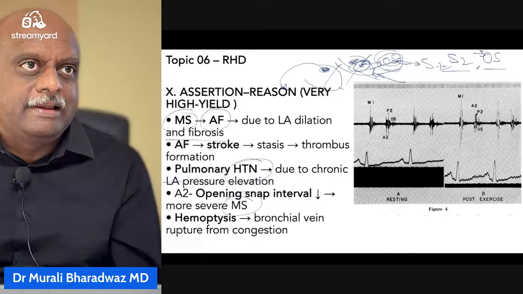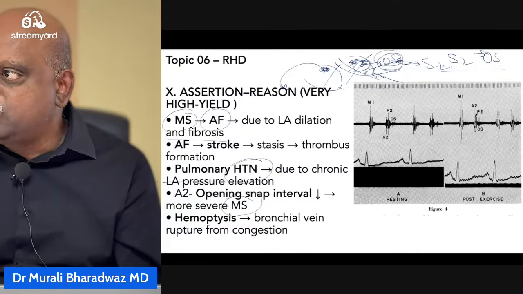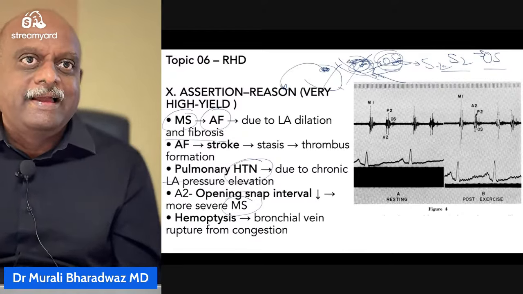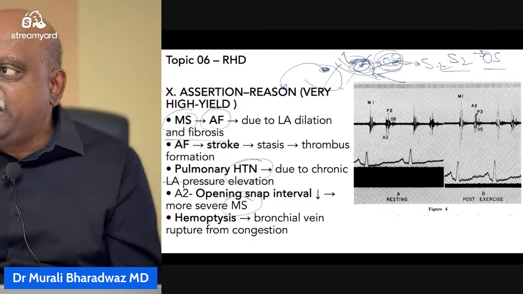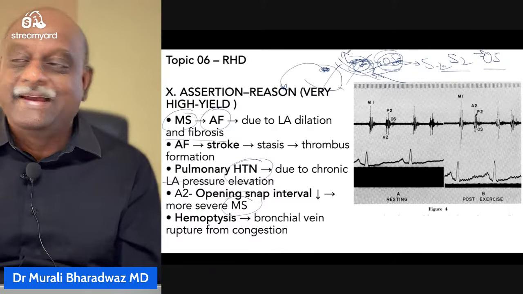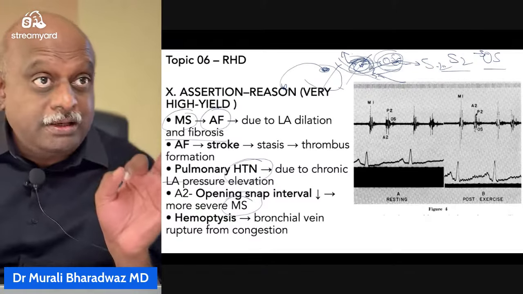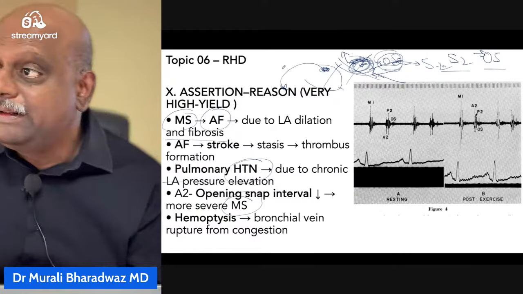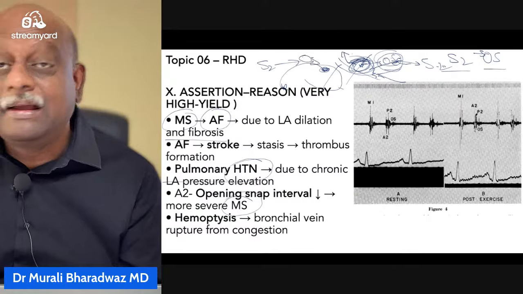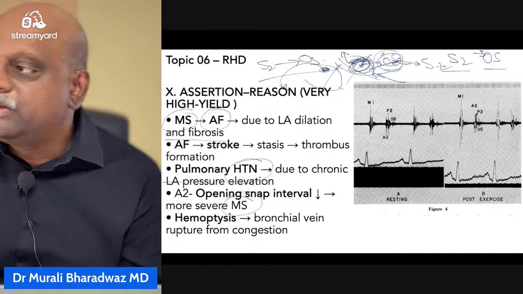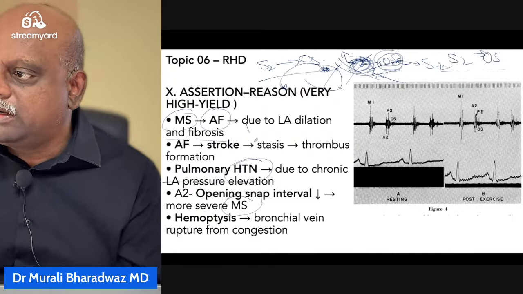What does it mean? It means the pressure in the left atrium is high, so the valve opens quickly. That means the pressure in the left atrium is waiting to push it open. But if the mitral stenosis is not severe, then the S2-OS gap will be more. Could you get me? See, S2 indicates what?